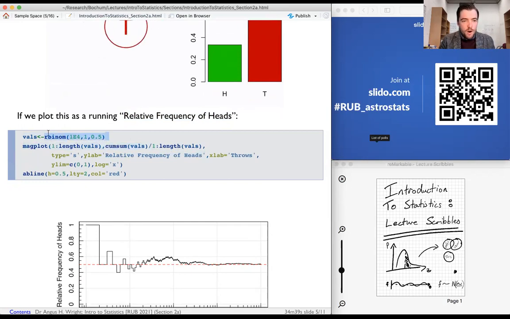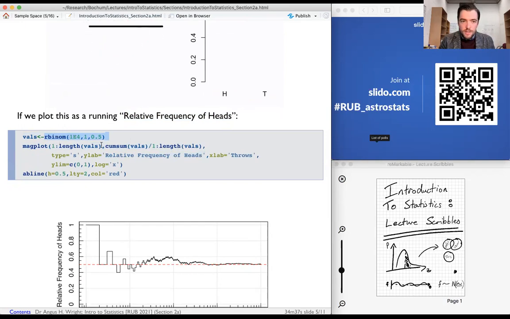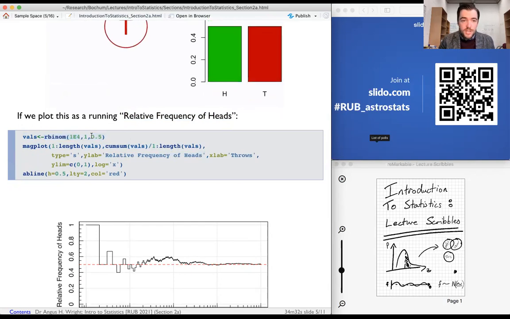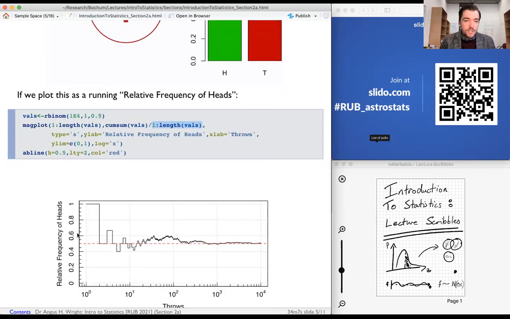This is what's called the binomial function. The binomial function with this setup produces either a 1 or a 0 with 50% probability. So it's a perfectly fair coin, and it produces a 1 if it's a head, 0 if it's a tail. What I'm plotting here is the cumulative sum of all observations. If you get a 1, a head, it adds 1. If you have a tail, it doesn't add anything. And then this is divided by the running number of trials, and that gives us the relative frequency.